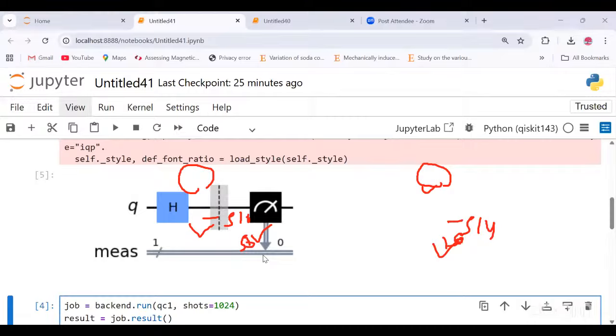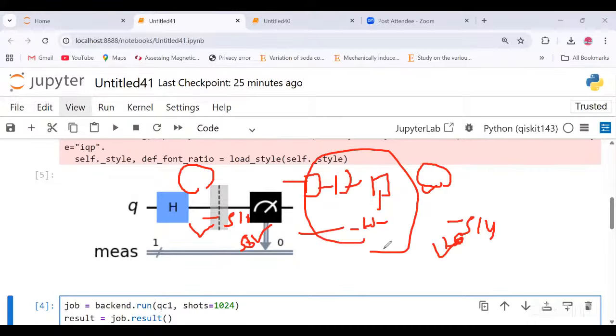But if we are following a new circuit, suppose we are following a circuit like this: Hadamard gate, then X gate, then Y gate, then we are applying a Hadamard gate here. So we are following a new circuit here. Then it is necessary to run this and see the probability distribution curve. So what is the distribution of probability of the output coming there? That is necessary here.